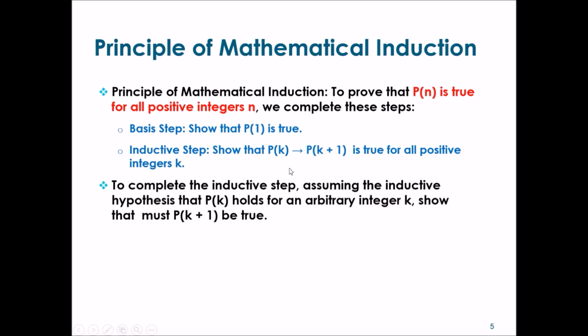So instead of proving Pn to be true for every value of n, for infinite values of n, proving these two steps concludes that Pn is true for all positive integers n.